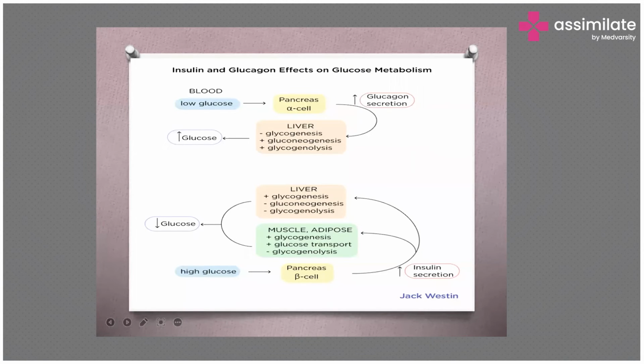Now the exact thing I have explained, what is exactly happening in a normal person with respect to two important hormones, insulin and glucagon. From this simple diagram, I want to explain exactly which carbohydrate pathways these hormones are stimulating or inhibiting. So this is very important to know. Let's see the first, upper part of this diagram.